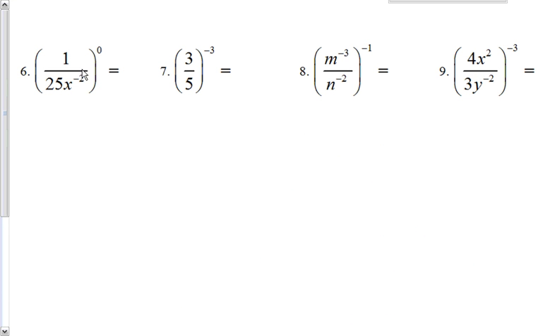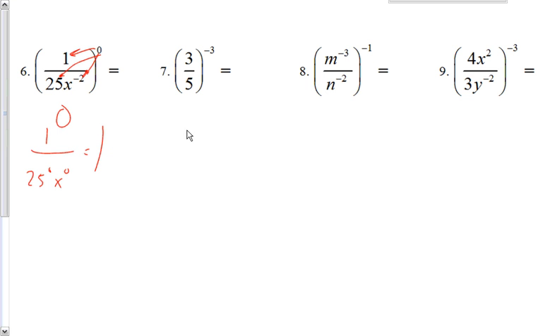Over here, if we take a look, this whole thing is raised to the 0 power. Well, anything raised to the 0 power is 1. This is the whole thing. You would actually distribute it to every number there, and you would get 1 to the 0, 25 to the 0, and x to the 0, and this is 1, and this is 1, and this is 1, which is 1. Okay? But the whole thing to the 0 power is 1.